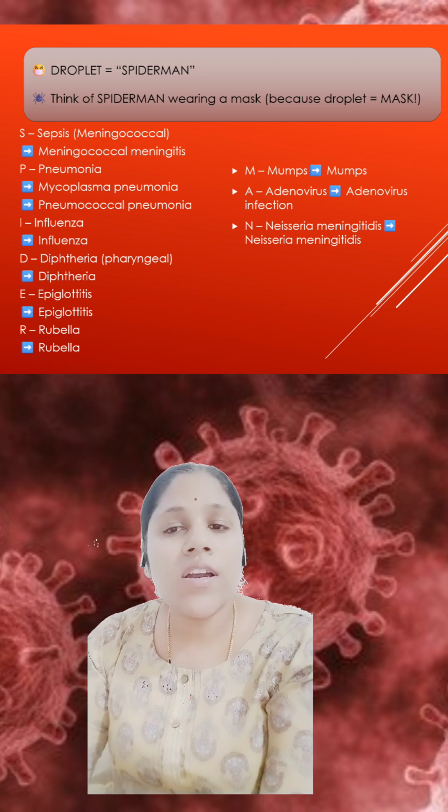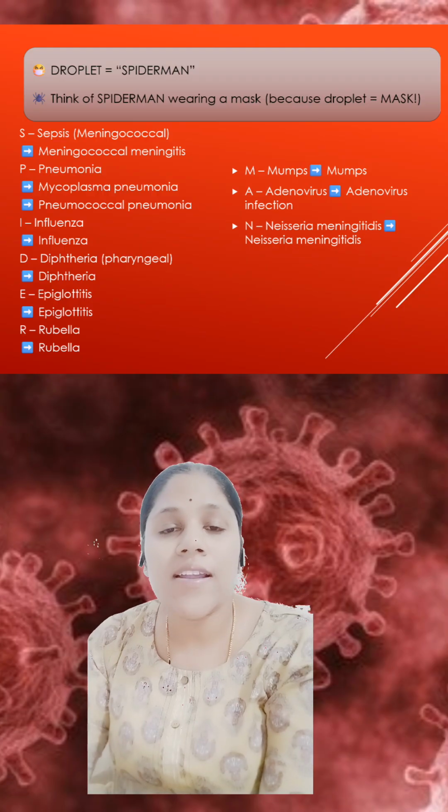It can cause pneumonia and pneumococcal pneumonia. And I is for influenza. It's a type of virus. It can cause influenza. And D is diphtheria, which can cause diphtheria in the pharynx. And E is for epiglottitis. Again, this is caused by this particular droplet infection.